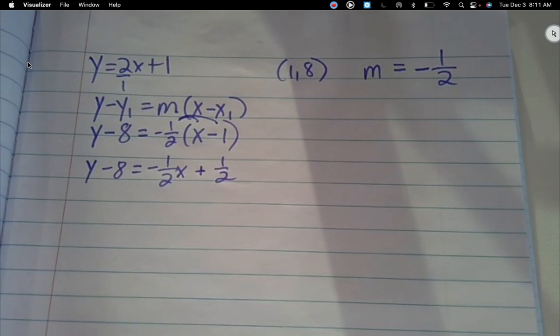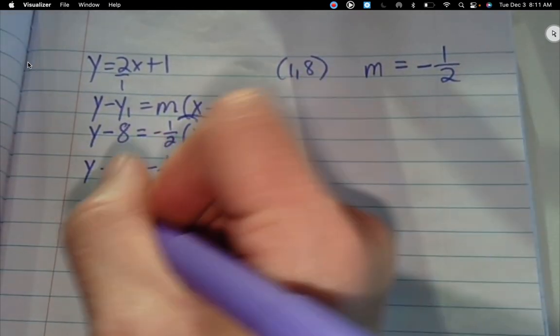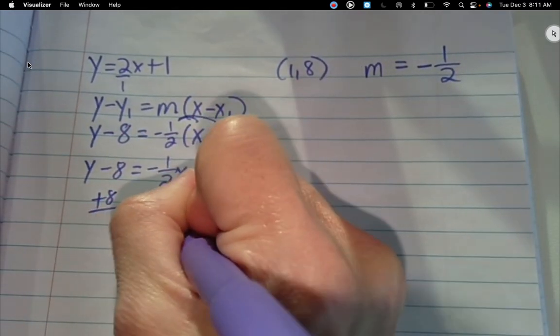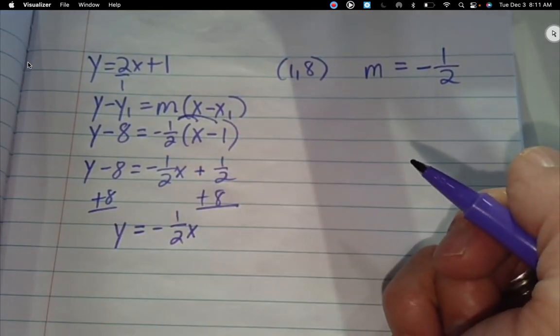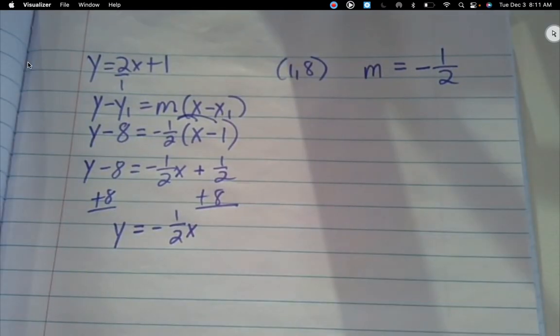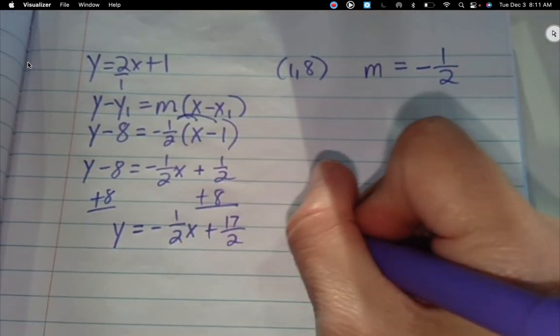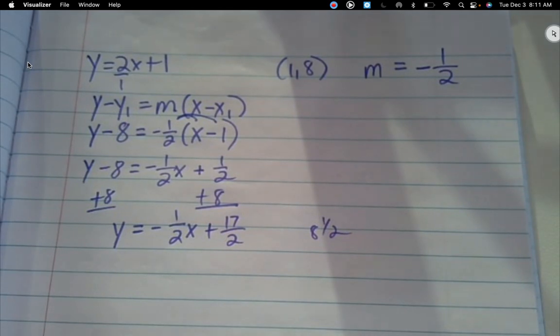Then what's my last step? Get the y by itself. What's over there with the y? 8. Add 8. Add 8 every time. Every time you'll move that number over here. So y equals negative 1/2 x, and then I don't know how they write it. They wrote it as a fraction, 17/2, an improper fraction. If you wrote 8.5, that's fine. Everybody okay with that?